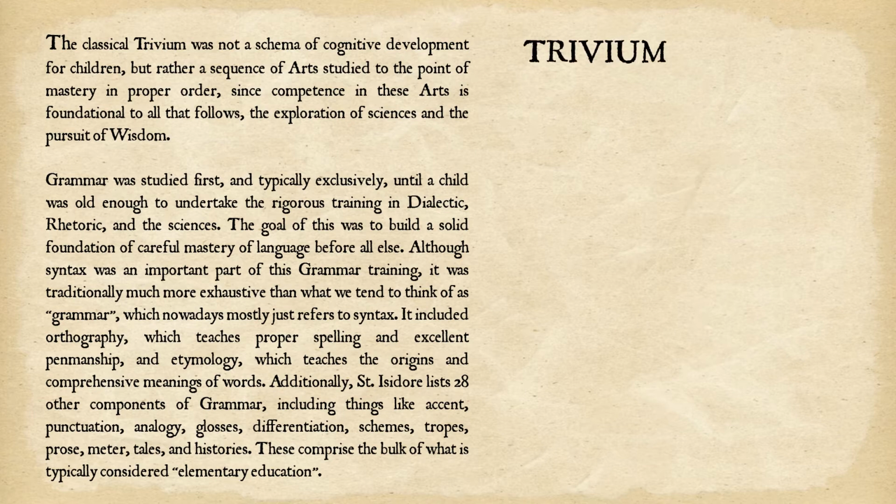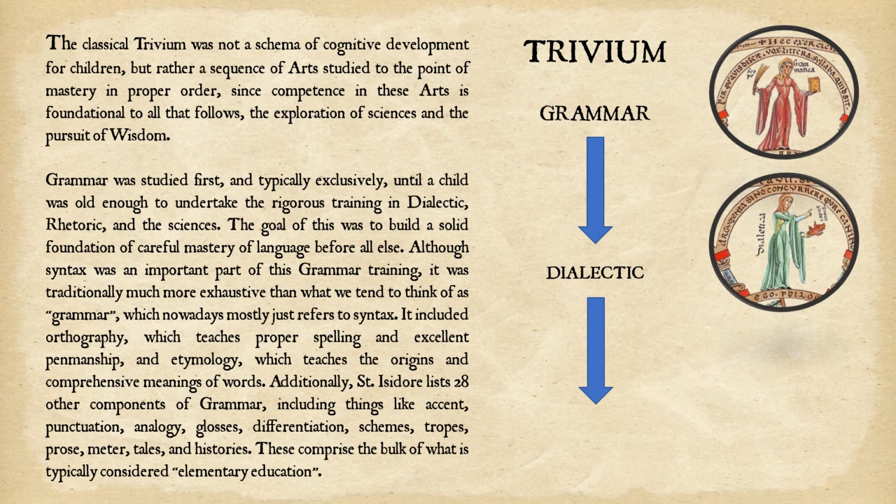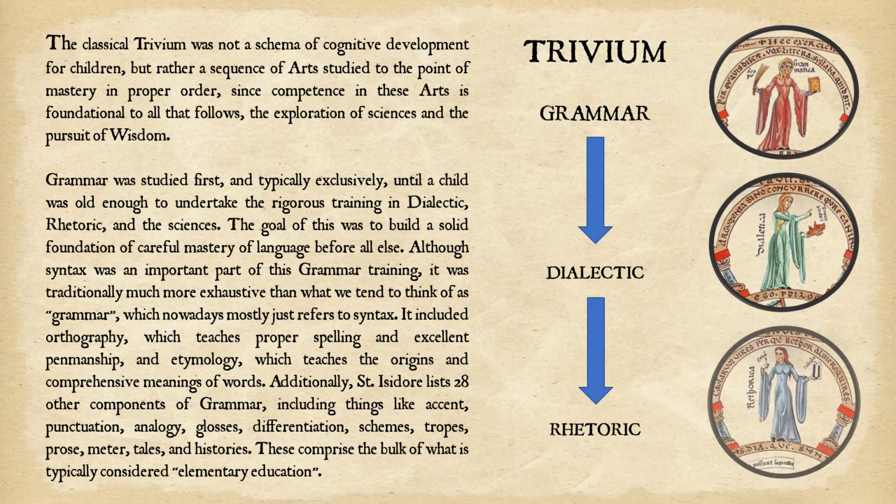Grammar was studied first, and typically exclusively, until a child was old enough to undertake the rigorous training in dialectic, rhetoric, and the sciences. The goal of all this was to build a solid foundation of careful mastery of language before all else. Although syntax was an important part of this grammar training, it was traditionally much more exhaustive than what we tend to think of as grammar, which nowadays mostly just refers to syntax.